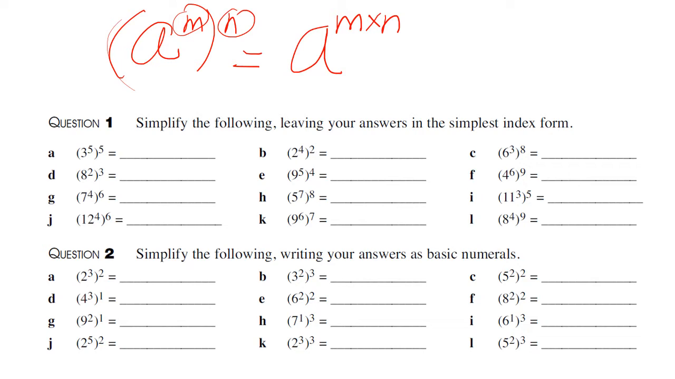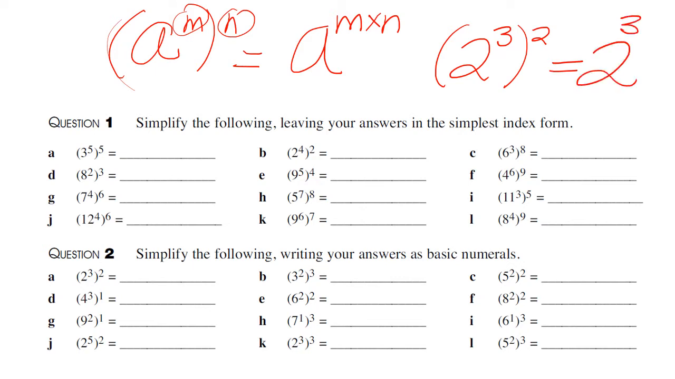Okay? So for example, if I've got 2 to the power of 3, then I am squaring this whole thing. What would that equal to? That would equal to 2 to the power of 3 times 2, which is the same as 2 to the power of 6. Okay, so let's work on question 1a.